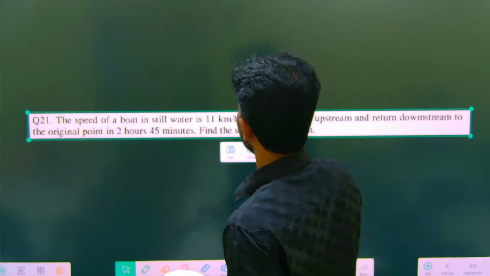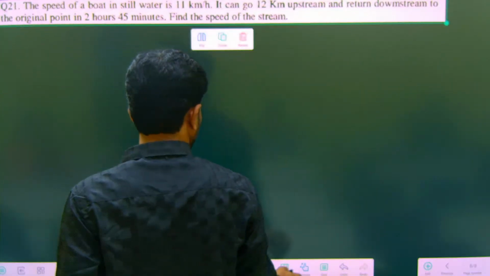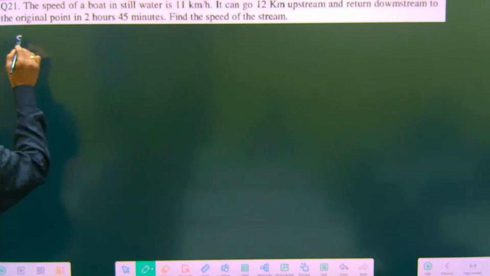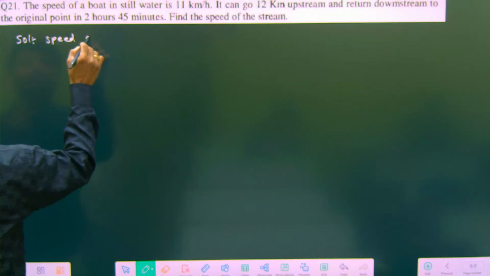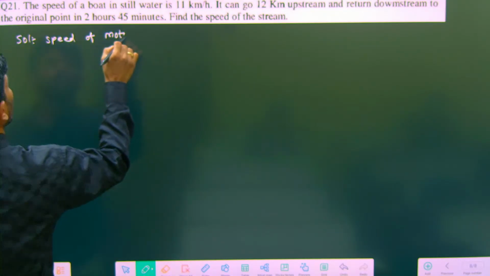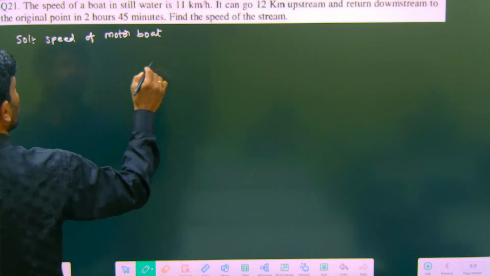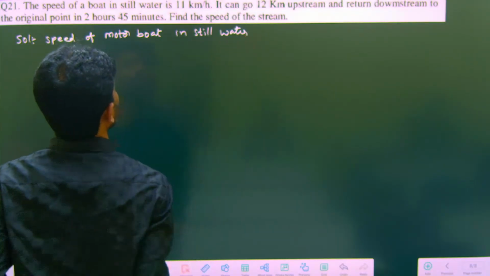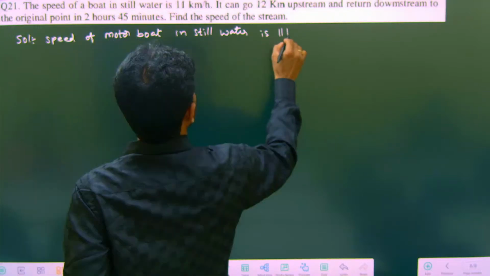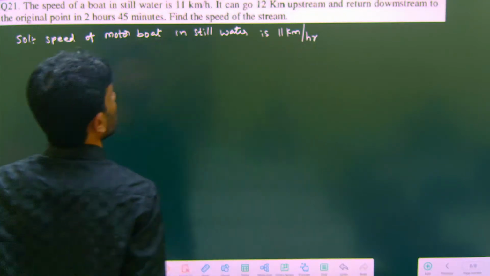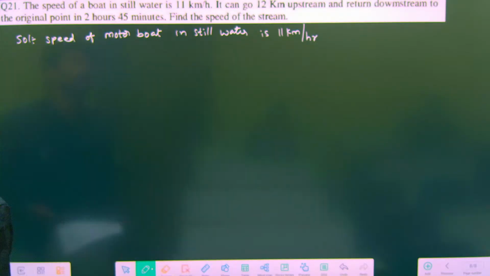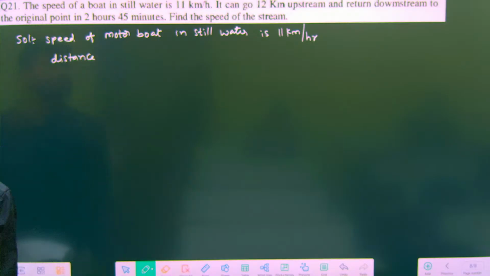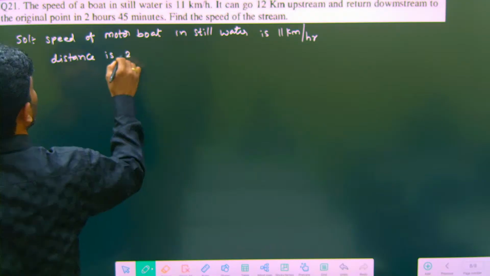In this question, what is given? Motor boat is in water. Speed of the boat is given. Speed of motor boat in still water it is given. Still water means not flowing. Is 11 kilometers per hour. And distance is given. For upstream and downstream, distance is 12 kilometers.